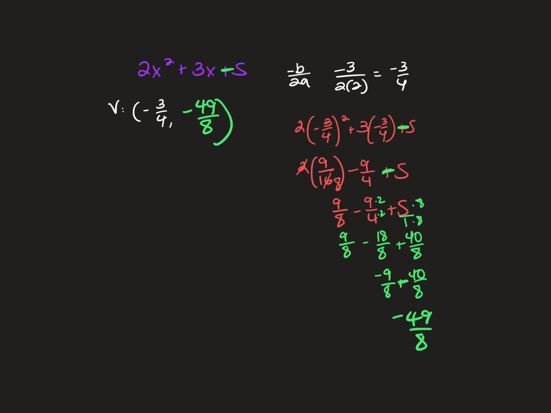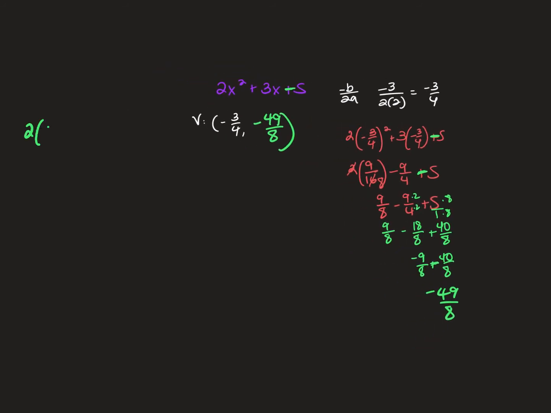Yeah. When you compare this to your standard form, which was 2 times x plus 3/4 squared minus 49/8, it should be the same vertex. I don't want you to spend time doing it both ways, okay? On the quiz tomorrow, you won't have time to do it both ways. But if you are a quick worker and you want to check it that way, that's totally fine. So that's my vertex, right?